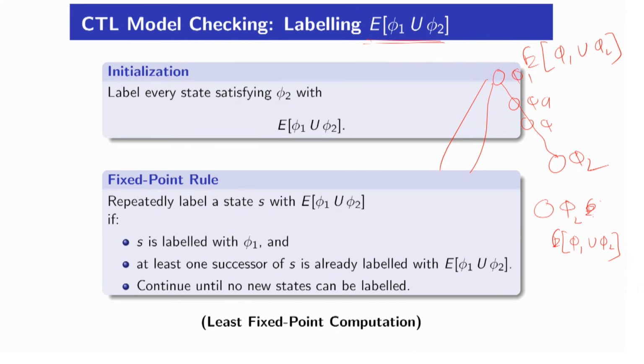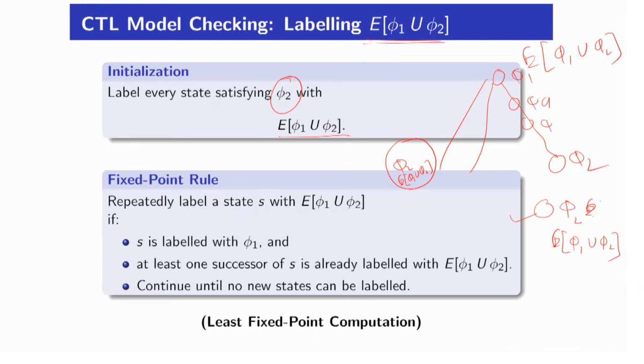I can start with the states where phi 2 holds, because by definition E phi 1 until phi 2 holds there, right? So what I am going to do, I start with a scenario where all the states where phi 2 holds. I will also mark E phi 1 until phi 2 holds, because by definition E phi 1 until phi 2 holds there, right? Now the labeling algorithm.